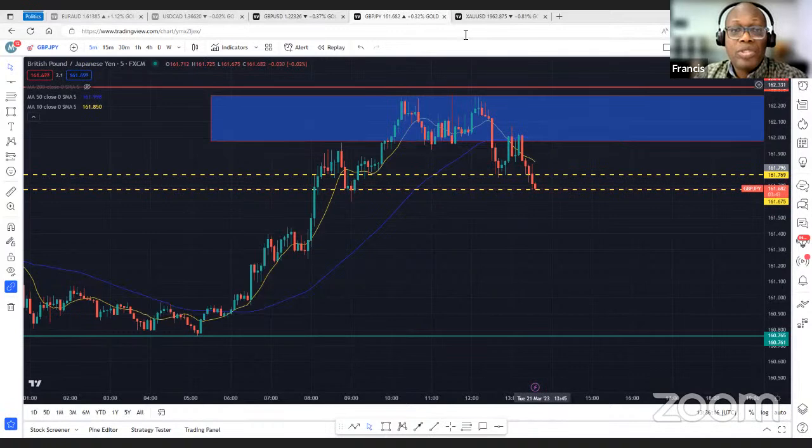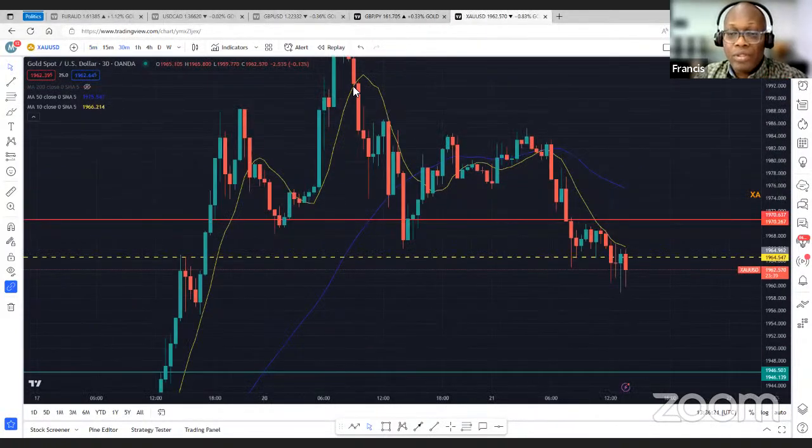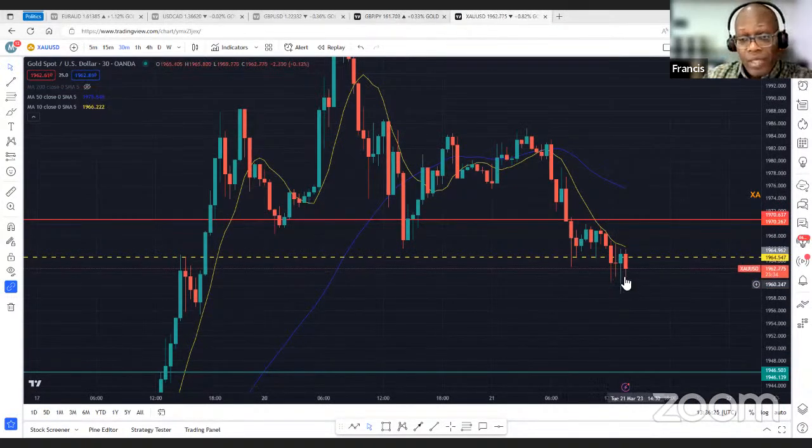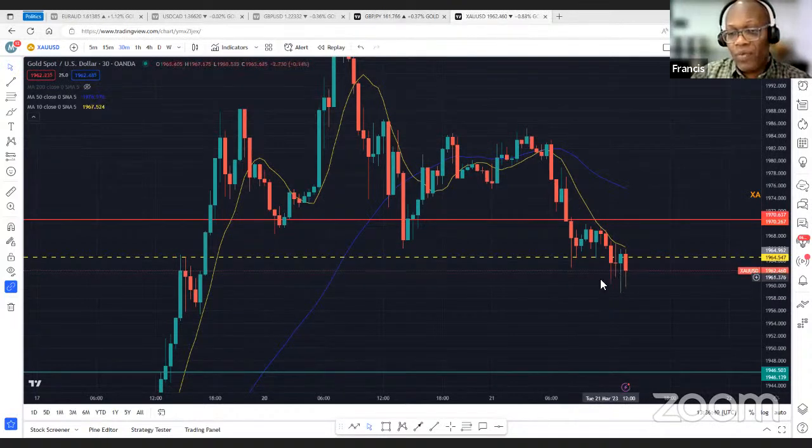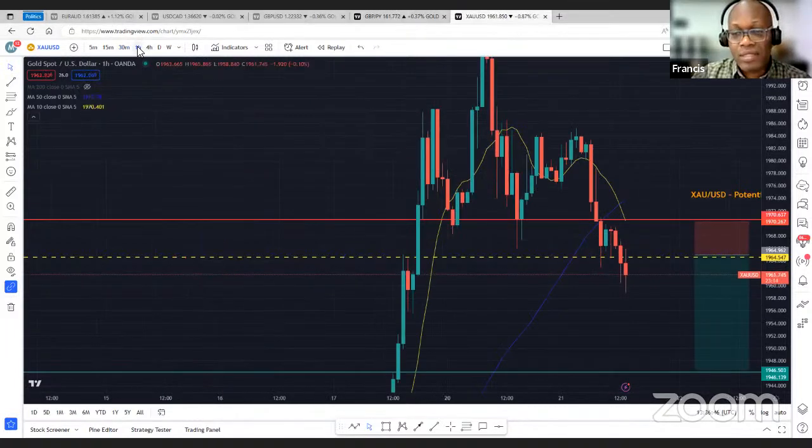Okay, so we're watching both GJ and gold. On gold, on this 30-minute time frame, I don't quite like these wicks at the bottom. I'm thinking if you want to go down, just go down, Goldie. That's what I'm thinking, as opposed to throwing some wicks at the bottom. I'm not quite liking those wicks.